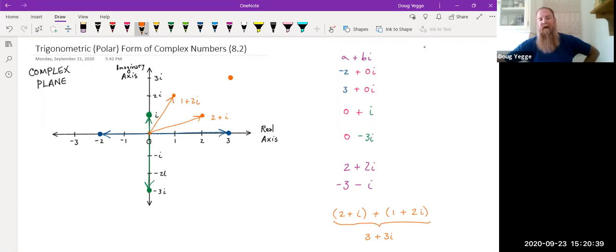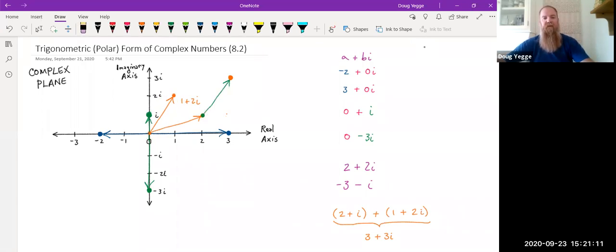Well, let's remember how we add vectors together. We add vectors by picking one vector up and putting it onto the other. So why don't we pick up this vector and start at the terminal point of 2 plus i. I would then move 1 unit in the real direction, 2 i units in the imaginary direction, and therefore this would be the sum of the 2 points.